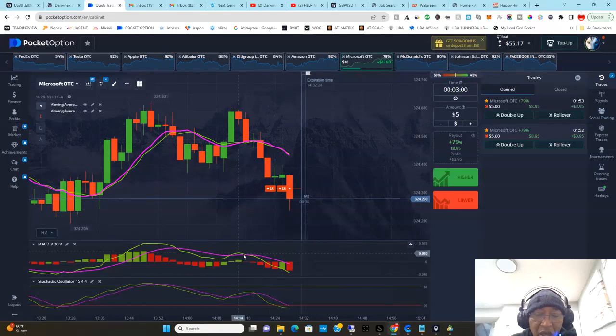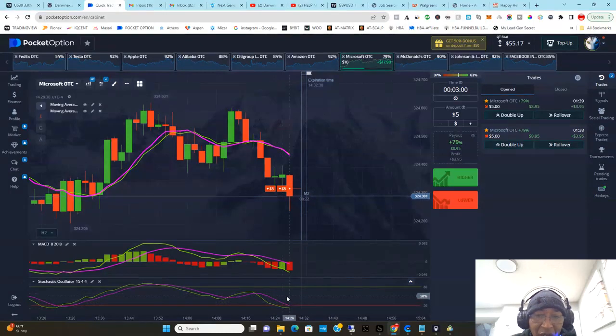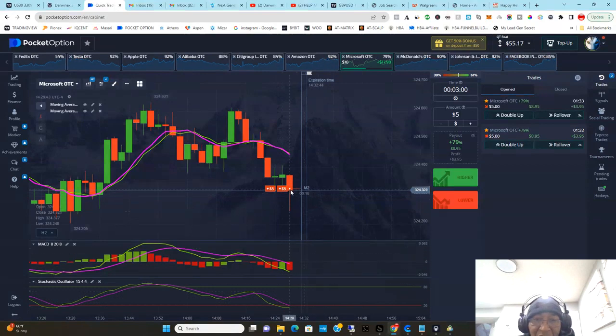And then when these are also facing down and the histogram on the MACD is red and facing down, then you know it's a downward trend. And when the stochastic is also pointing down, you know it's a downward trend. But this is still a very risky trade because the stochastic is all the way down here in the oversold position, so it's very easy for it to start going up. And you can see that's exactly what's going to happen here.